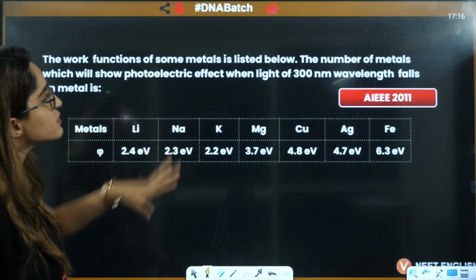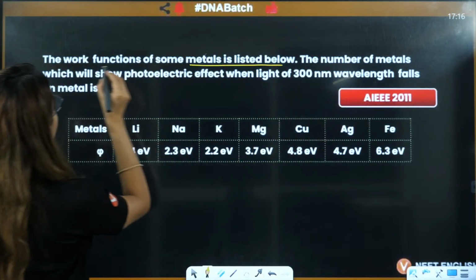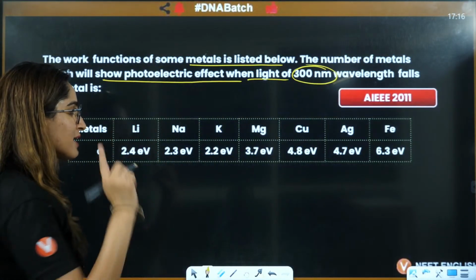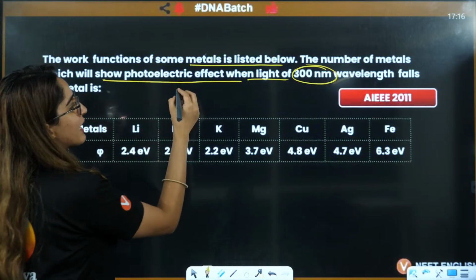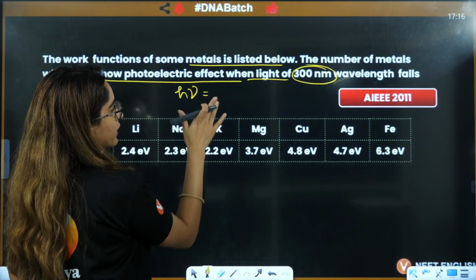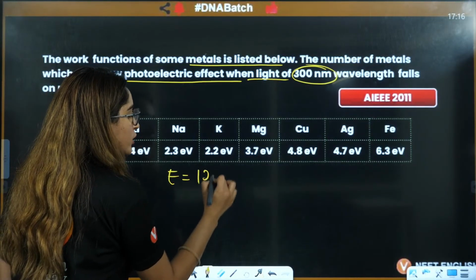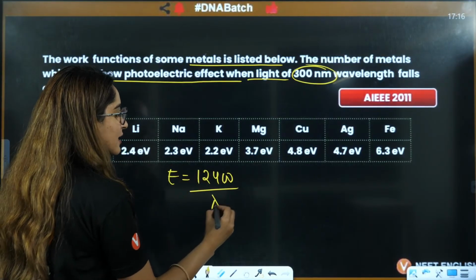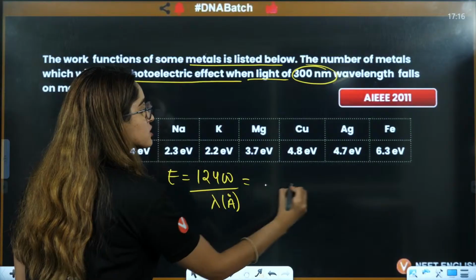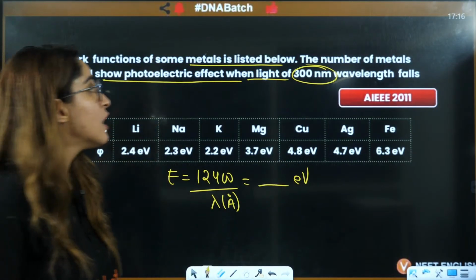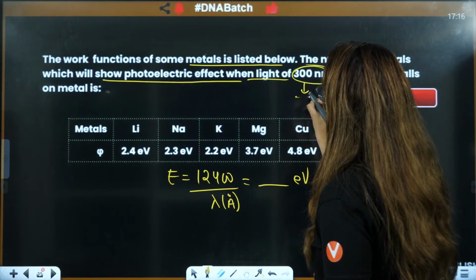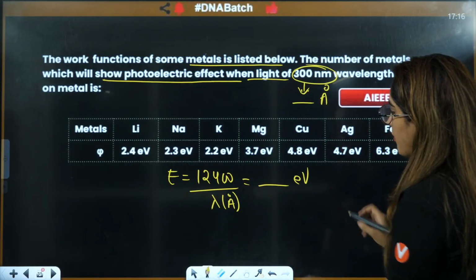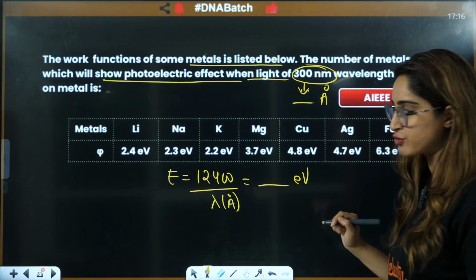The work functions of some metals are listed below. The number of metals which will show the photoelectric effect when light of 300 nanometer is incident. Now guys, they are giving you the incident light, which means you will calculate h mu here. We know that energy equals 12400 divided by lambda. If you are calculating this, then the lambda value should be in Angstrom, and that's how you will get the value in electron volt. Firstly, convert this into Angstrom, then put the lambda value in this formula. You will get the energy value in electron volt.